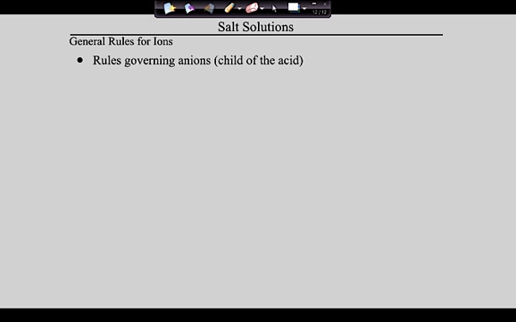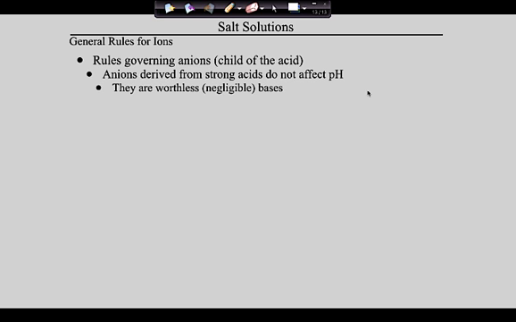So guys, these then are the general rules. So if we're talking about anions, the negative ones, those are the children of the acids. Guys, if we're talking about anions, the rules go like this. Anions that come from strong acids don't affect pH. We've said that like 11 times. So examples, we understand that these things are worthless bases.